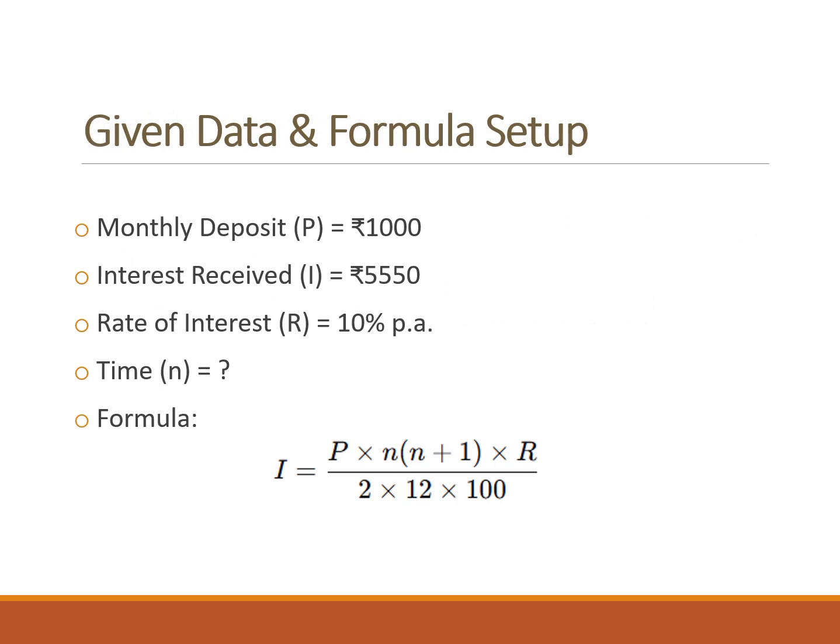Let's begin with the data. Priyanka deposits 1,000 rupees per month. The total interest she receives is 5,550 rupees. The interest rate is 10% per annum. We apply the recurring deposit interest formula to find the time.